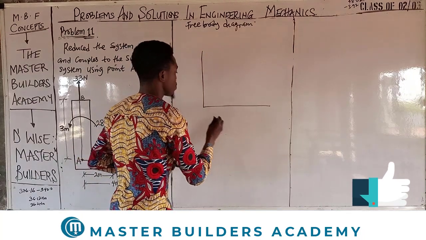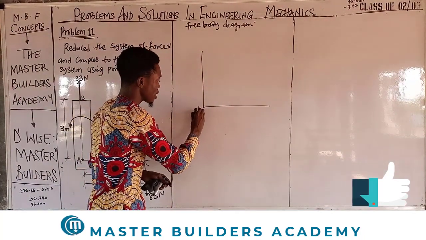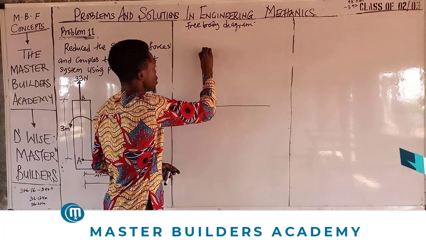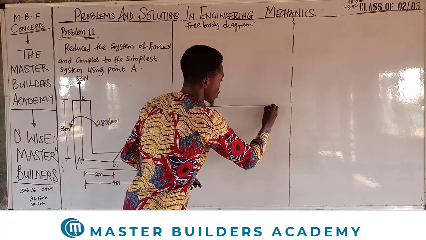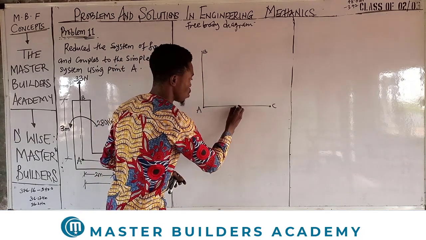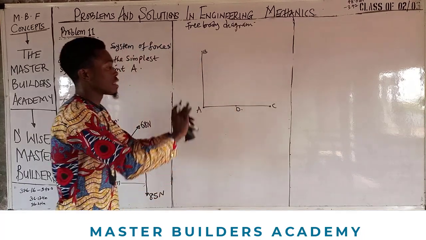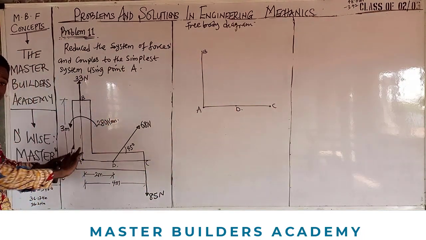This is the L. So, this is point A. This is point B. This is point C. And then point D is the midpoint of AC. This is point D. Now, this is the free body diagram of this L shape.